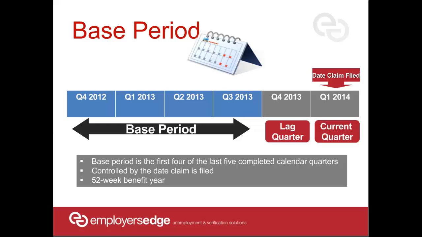The base period is the first four of the last five completed calendar quarters. And that's kind of the key phrase here, completed calendar quarters. Right now, we're in the first quarter of 2014. This quarter is not completed. The state wants the five prior quarters, but they only want the first four of the five prior quarters. So essentially, you could have had somebody that quit in October of 2012 file for unemployment benefits today, and you're going to get an unemployment claim on that individual. That's if you're a client of Employers Edge, or you may get an unemployment claim on that individual.